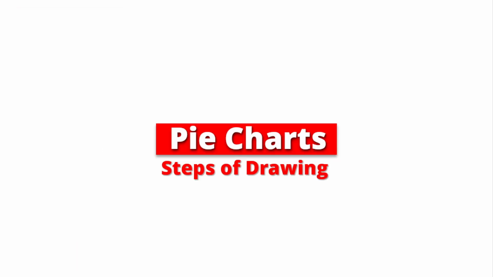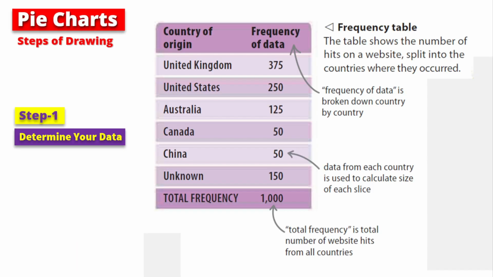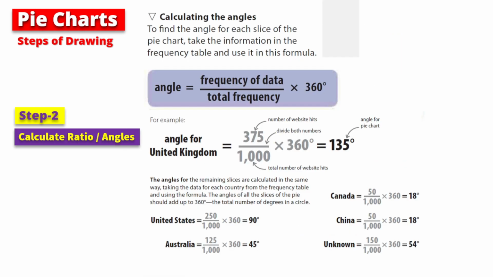Now, the steps of drawing pie charts. In step 1, determine your data. You need to have data that can be divided into categories, and that data for each category must represent a percentage or fraction of the whole. In step 2, calculate percentage. Calculate the percentage or fraction that each category represents in relation to the total.